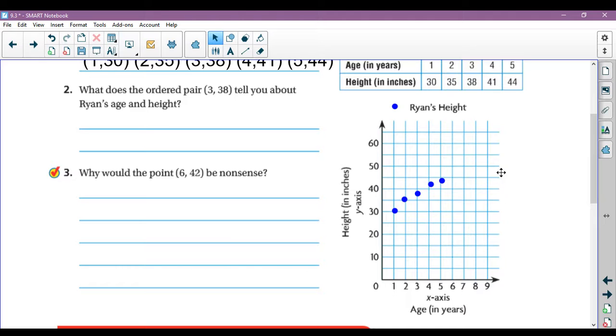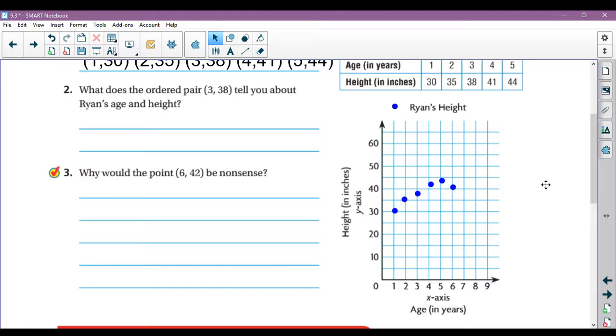It says, why would the 0.642 be nonsense? So let's plot that and take a look at it. 6, and then let's do 42. Right about there, I'd say. So take a look at that. Why would it be nonsense?